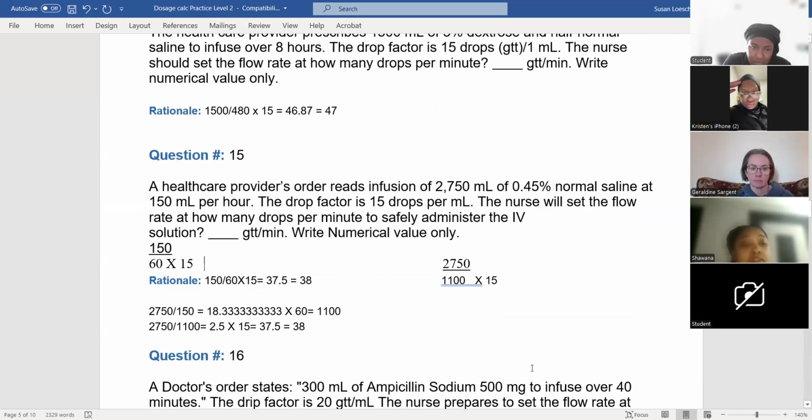Miss Loesch, you always round it when it's drop factor? Unless it tells you not to. Okay. It may not tell you to round it because that's the rule on a drop factor, because you can't give part of a drop.